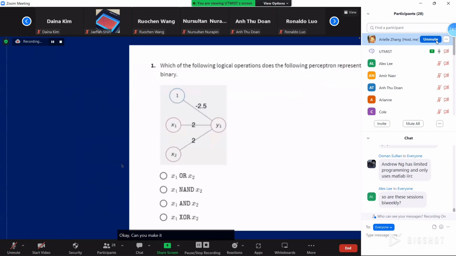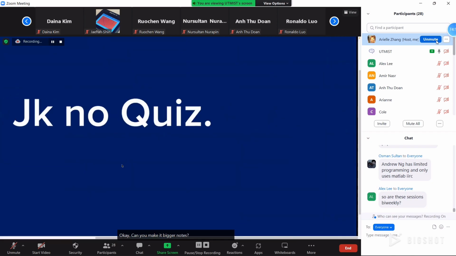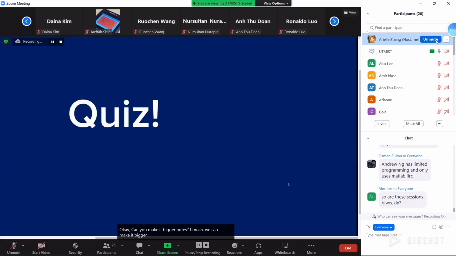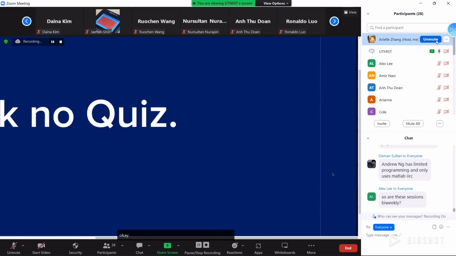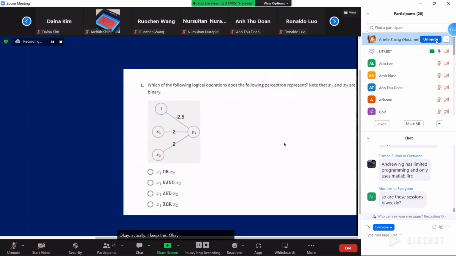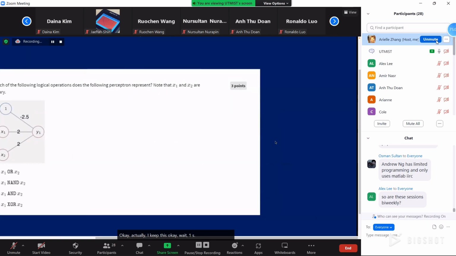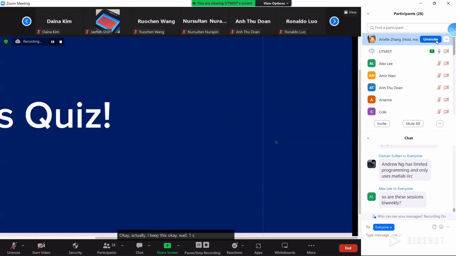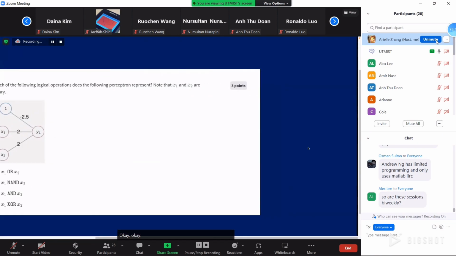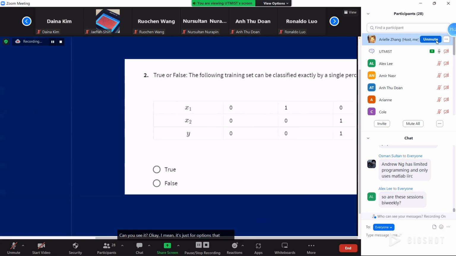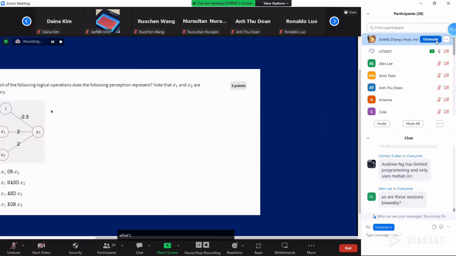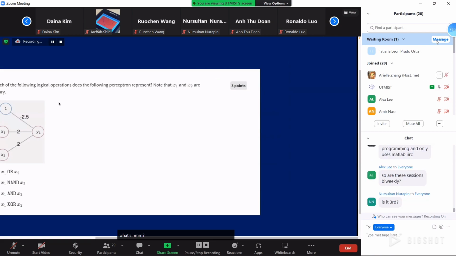Can you make it bigger? Oops. I mean, we can make it bigger. Okay, wait one second. Okay, how do we do this? I think that's good enough on the left side. Can you see it? It's just four options. Okay, that is good, I think.